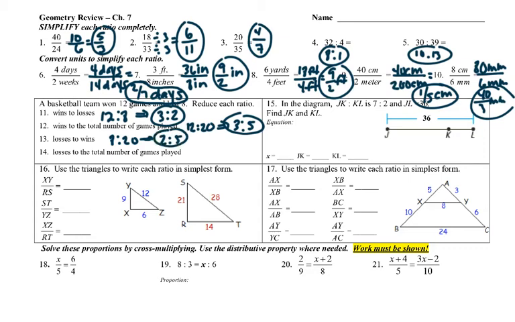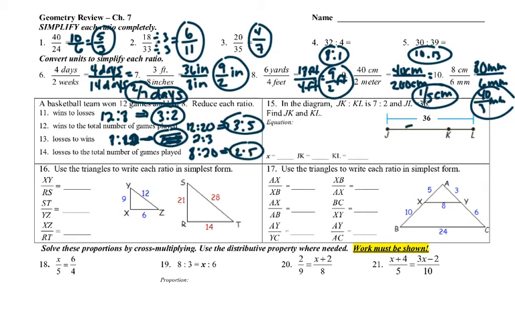Losses to total number of games played is 8 to 20, and then that'll reduce. Losses to wins would have been 8 to 12, right? 8 to 12, so that would be 2 to 3, and then this one's 2 to 5, sorry.